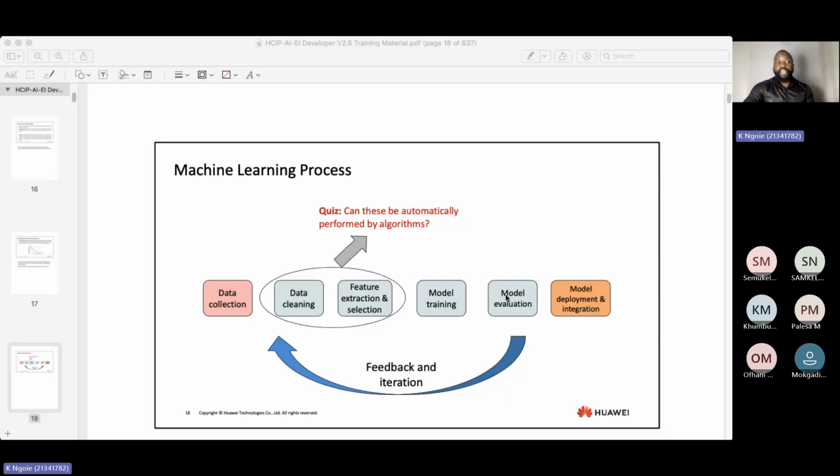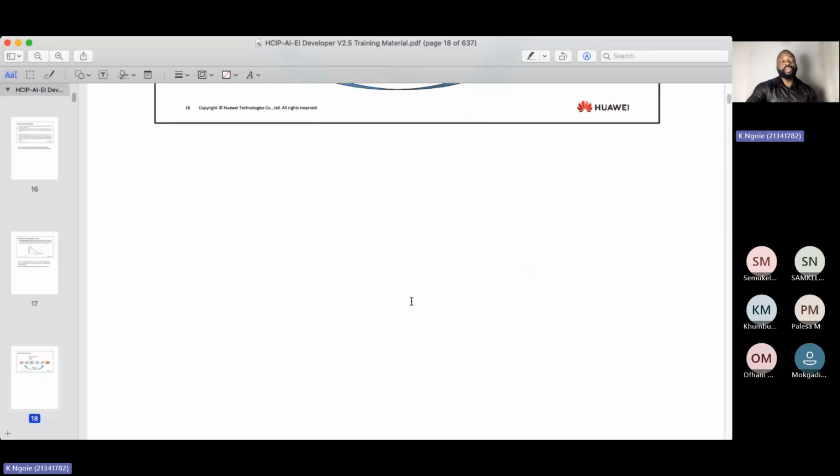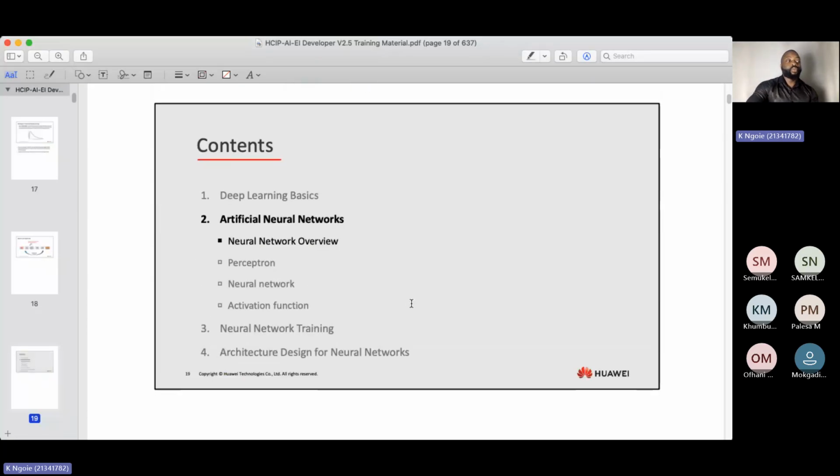If the model evaluation is good, everything is fine, then you can deploy the model on any application, any device. So this is the process of creating an AI tool. All right. That's how we're going to create an AI tool, by following this process.